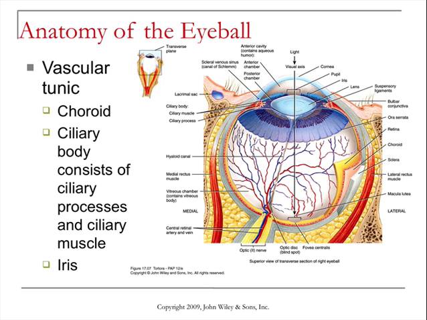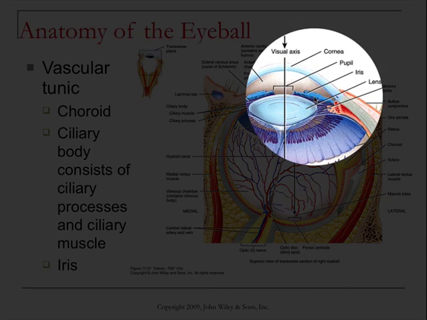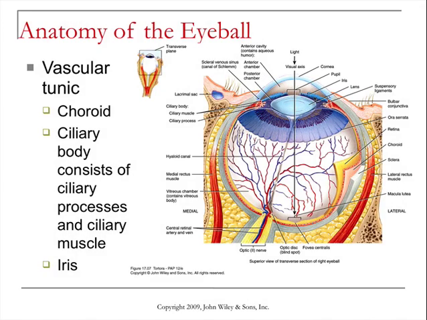Another part of the vascular tunic is the iris, shown here. The iris is that part of the eye that when we say someone has blue eyes or brown eyes, we're referring to the iris. The amount of melanin in the iris determines the eye color. For instance, someone who has brown eyes has a large amount of melanin. Someone who has blue eyes has a low concentration of melanin, and someone with green eyes has a moderate level of melanin.